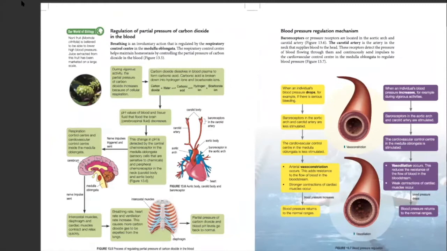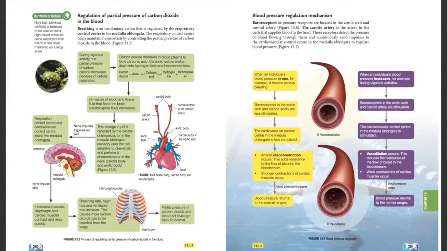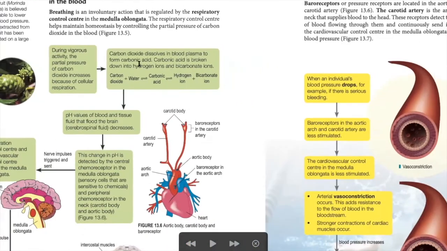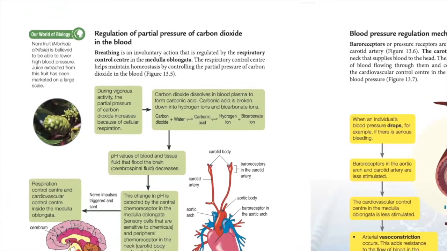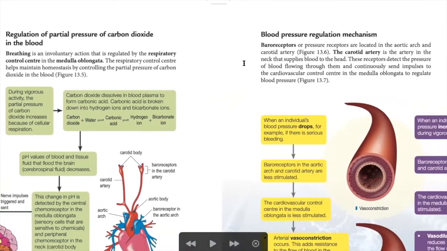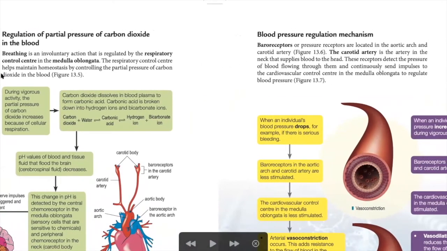Okay guys, so let's continue. So the next one, we are going to study about how our body reacts when there is a change in blood pressure and also the concentration of carbon dioxide in the blood. Okay, so I repeat again. So the next lecture, we are going to study how our body will react when there is a change in the partial pressure of carbon dioxide in the blood and what happens if there is a change in the blood pressure.